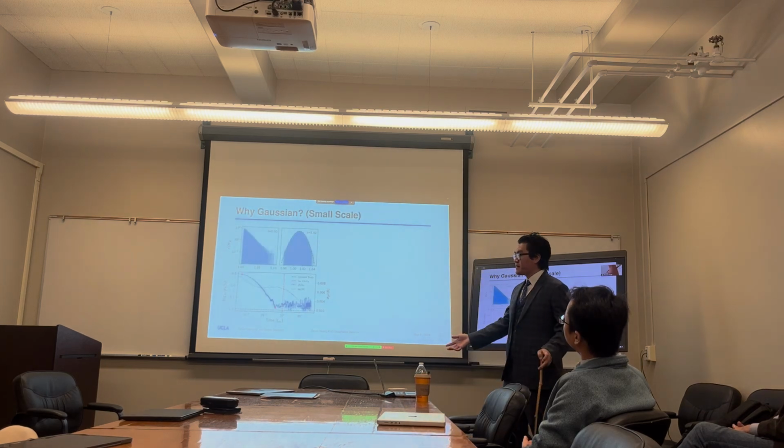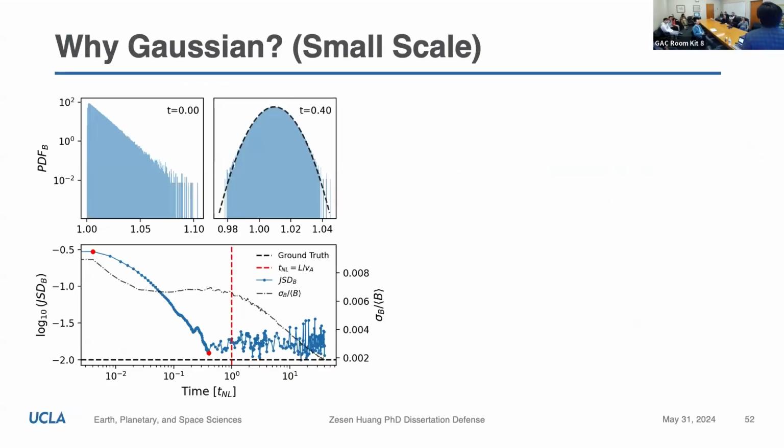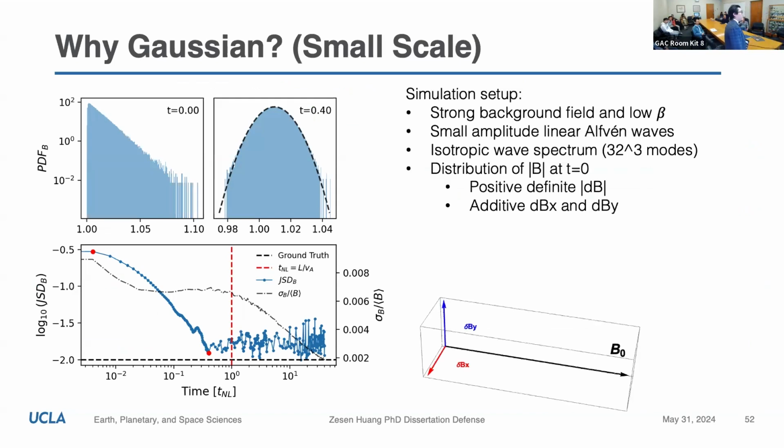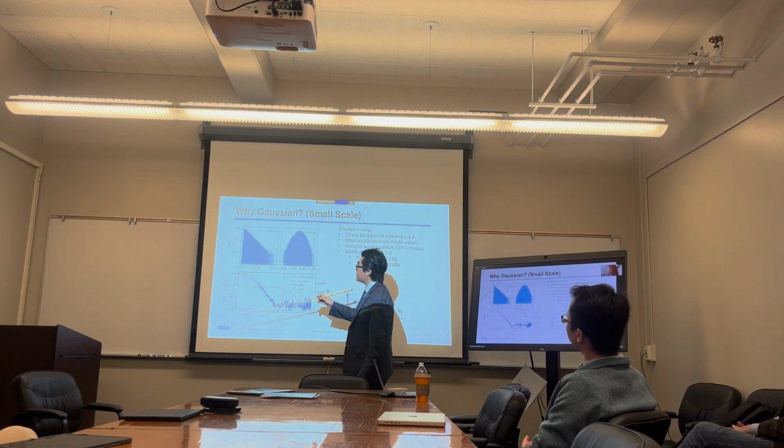Okay, so finally, for the final part of the study: why does the solar wind have this Gaussian structure anyway? We did a 3D simulation with a 3D box. We initialized the box with a linearly polarized Alfvén wave. Therefore, at time equals 0, the distribution of mod B looks like this. Why does it look like this?